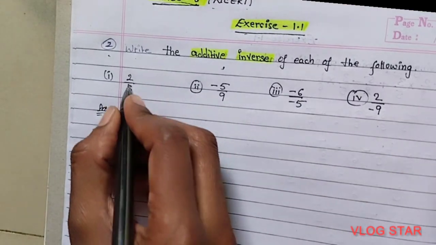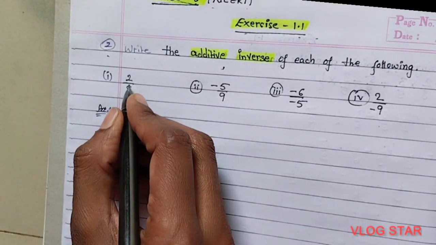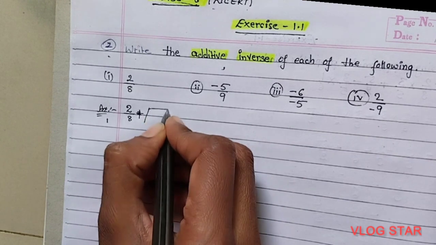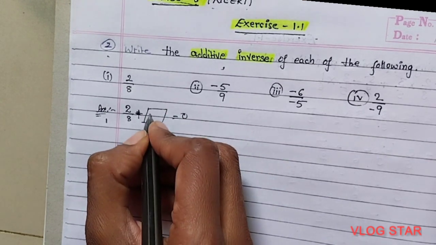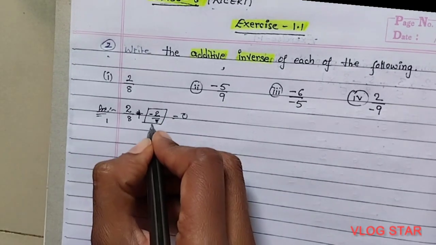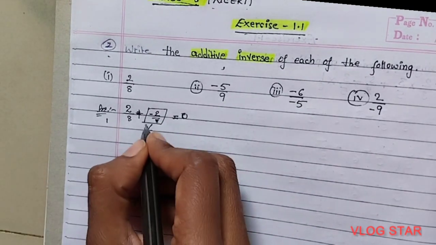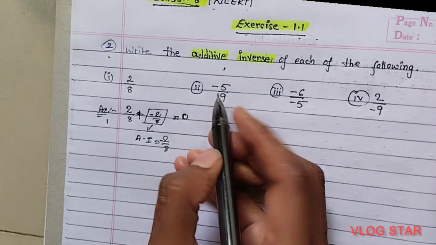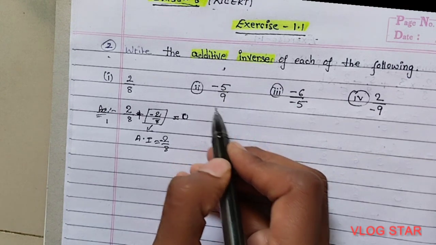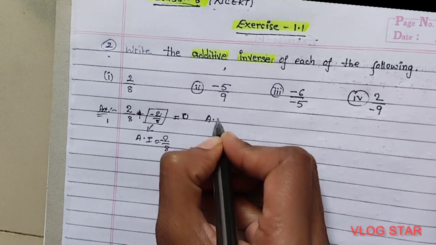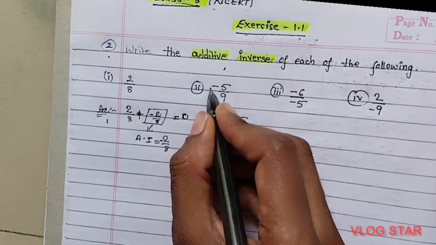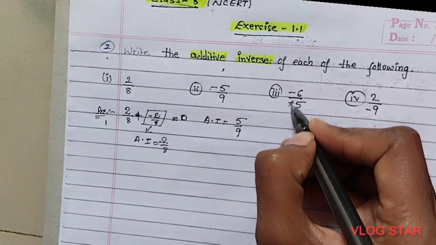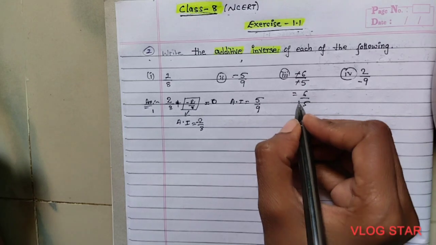Now you can easily find it. If we have a positive number, the additive inverse of 2 by 8 is what? Anyhow we have to get 0 on the other side, so I will take minus 2 by 8, then we will get 0. So the additive inverse is minus 2 by 8. Here you can see that the minus is given in this question, so our additive inverse will be a positive number, means the additive inverse of minus 5 by 9 is 5 by 9.